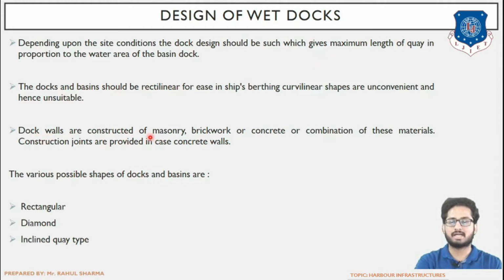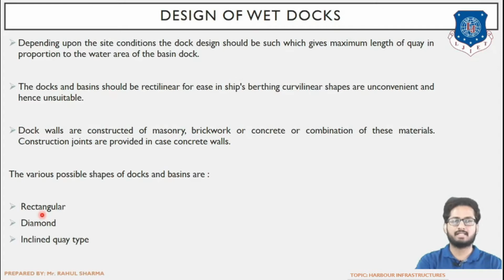Dock walls are constructed either of masonry, that is brickwork, or concrete, or a combination of these materials. So the dock wall, that is the wall of wet dock or dry dock, is basically constructed of masonry or concrete, or in rare cases a combination is adopted as well. Construction joints are provided in case of concrete walls. So as we are aware about the joints, whenever we are constructing the concrete wall, in that case joints will come into picture. Various possible shapes of dock and basins are mentioned as below.